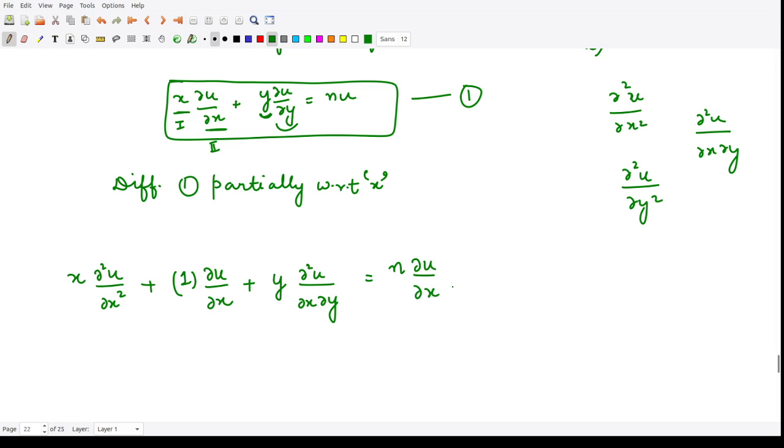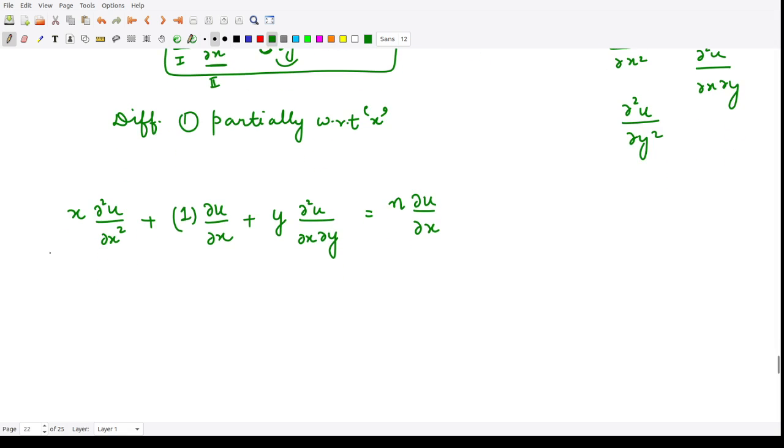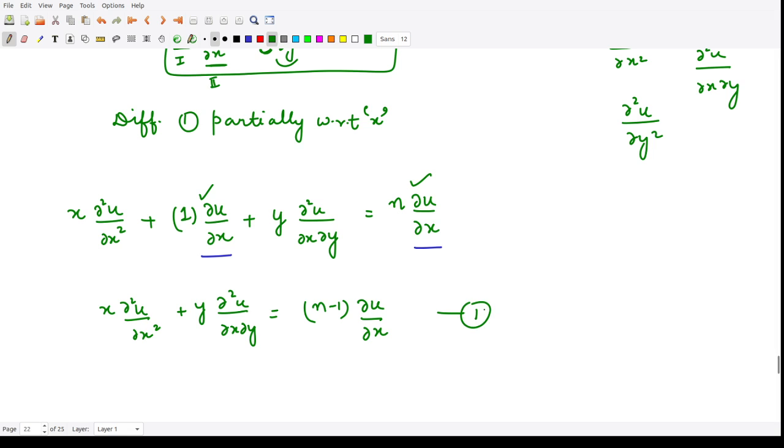Now we can rearrange the terms, because you see this term is the same as this term, so we can club these two terms. We would have x into del 2 u by del x2 plus y into del 2 u by del x del y, that is equal to n minus 1 into del u by del x. Let me call this equation number 2.